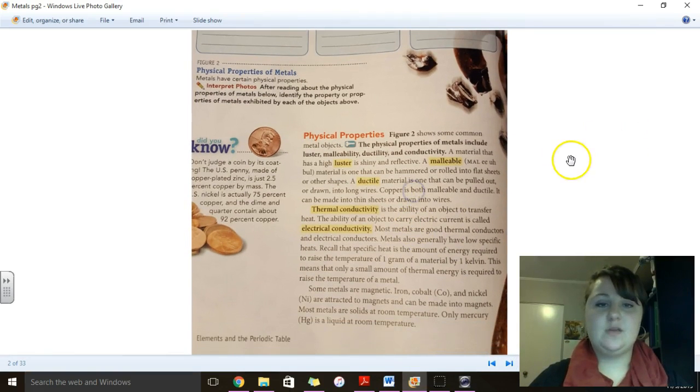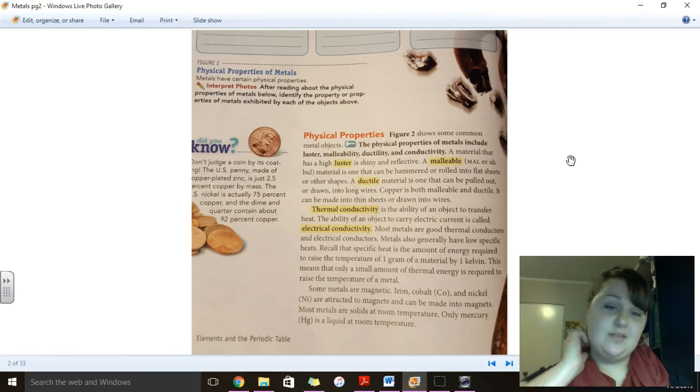So, physical properties. Figure 2 shows some common metal objects. The physical properties of metal include luster, malleability, ductility, and conductivity. A material that has a high luster is shiny and reflective. A malleable material is one that can be hammered or rolled into flat sheets or other shapes. A ductile material is one that can be pulled out or drawn into long wires. Copper is both malleable and ductile. It can be made into thin sheets or drawn into wires.